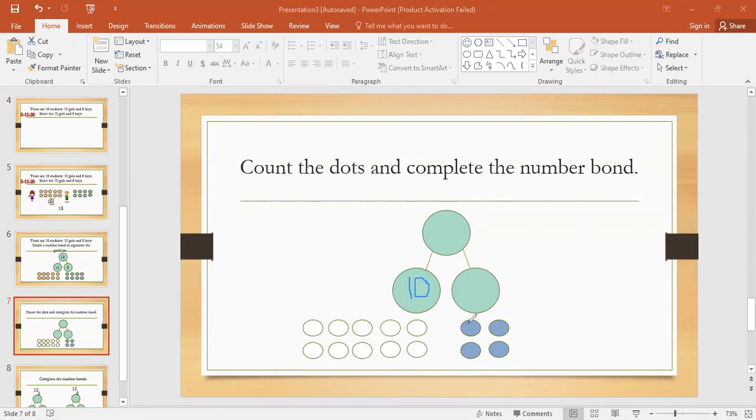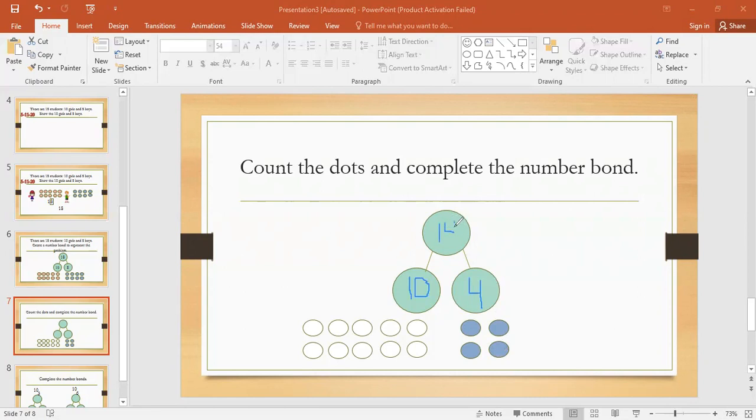Okay, let's check. 1, 2, 3, 4. So our part 2 is number 4. Now we need to count up the total that will go in the circle all by itself. So go ahead with me and count up how many dots we have all together. 1, 2, 3, 4, 5, 6, 7, 8, 9, 10, 11, 12, 13, 14 dots all together.